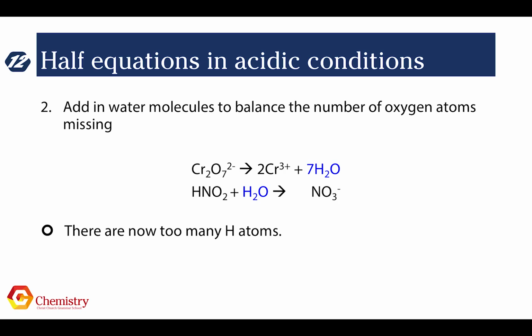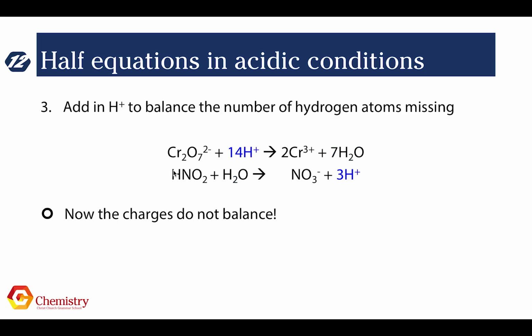Once we do that, we create another problem having solved one. You can see here that I've now got 14 hydrogen atoms on this side but none on the other side, and I've got 2 hydrogen atoms plus this one, which makes 3, but none on the other side. So there's too many hydrogen atoms. Because we're in acidic conditions, we can add the H+ ion to remedy that situation. That is step 3 of this procedure. If I add in 14H+ over here, that balances my 7H2O, and then 3 hydrogen ions here balances 1, 2, 3 here.